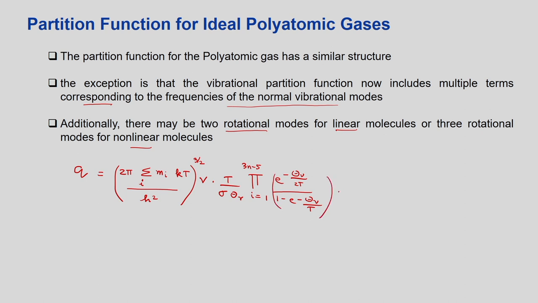And the electronic partition function is the ground state multiplied by e to the power of minus e 1 by kT, the first electronic state. The nuclear part, I am assuming to be unity. So, this is the expression for the linear molecule. Now, to make it simpler, I will subsume some terms. This will remain as it is, 3 by 2. This will also remain as it is.